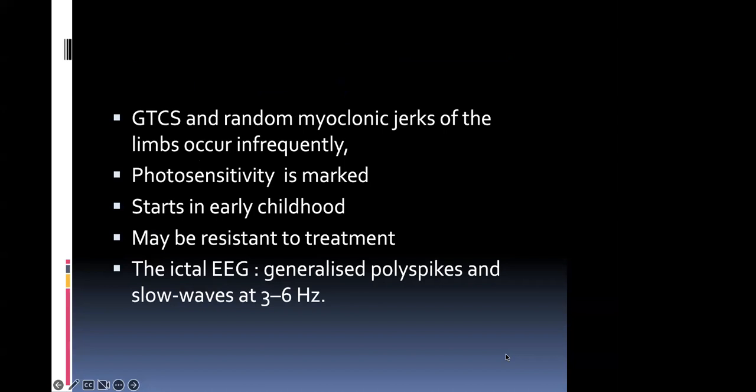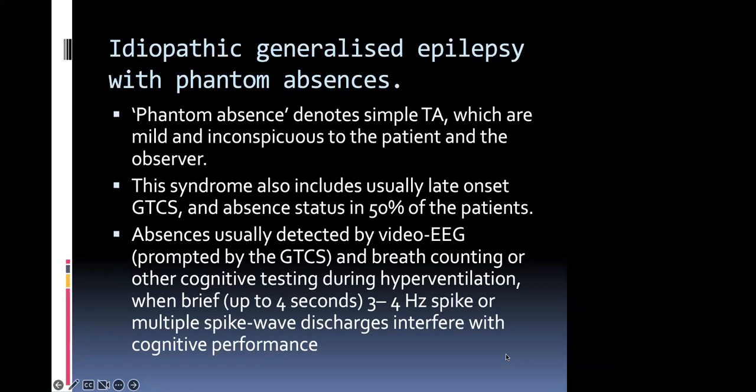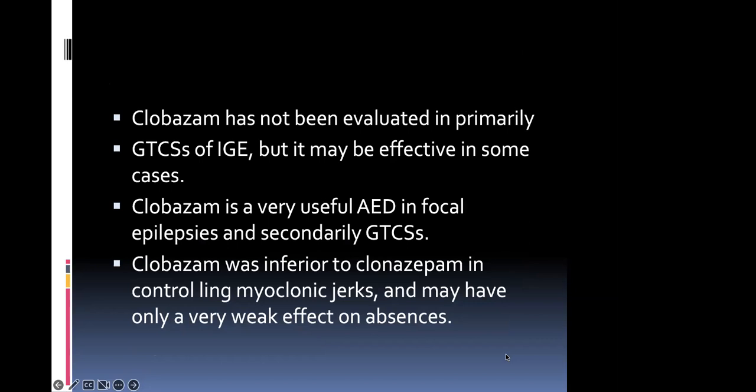And this is also very rare: idiopathic generalized epilepsy with phantom absences. They are simple absence-like episodes, mild, inconspicuous to the patient and observer. This syndrome usually includes late onset IGE, late onset GTCS. So especially if somebody has GTCS with late onset and they have very transient, simple absences. And here also the same thing.